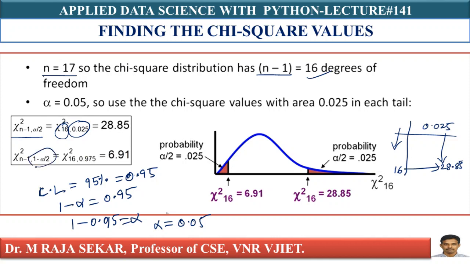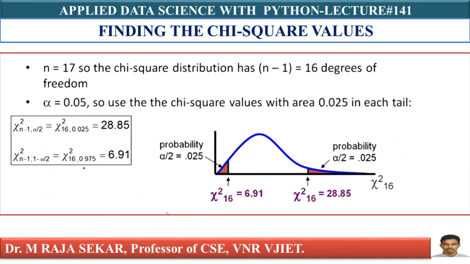In a similar manner, chi-square of n minus 1, that is 16, and 1 minus alpha by 2, that is 0.975, with 16 degrees of freedom. You can find 0.975 on top of the table. Just find the corresponding value by referring to the chi-square table. Anybody can understand; an elementary student can understand. You can get these values.